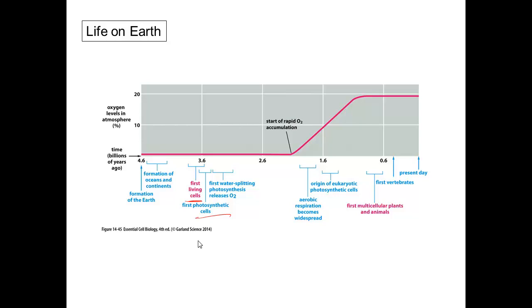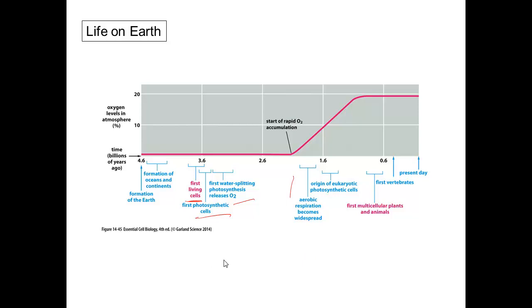At this time, it is a heavily reducing atmosphere with a lot of energy-rich molecules present, but the photosynthetic cells develop the ability to split water, releasing oxygen, and after about a billion years, oxygen starts to accumulate in the environment. Up until this time, the oxygen produced was absorbed by the environment.